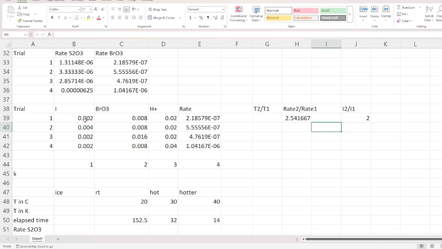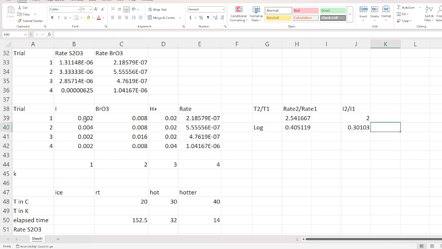Okay, we don't have a 1-to-1 ratio. So the question is, what is our order with respect to I? You might be able to eyeball it, but the best way is to take a logarithm. So let's do the log. I could type equals log10 and highlight this number, and equals log10, highlight this number.